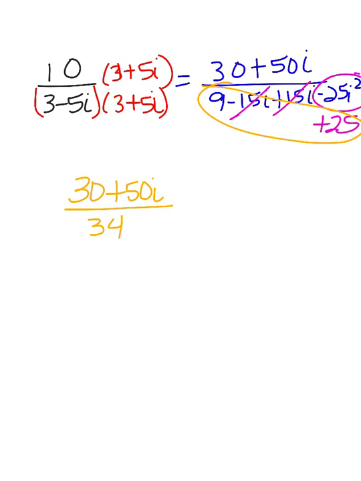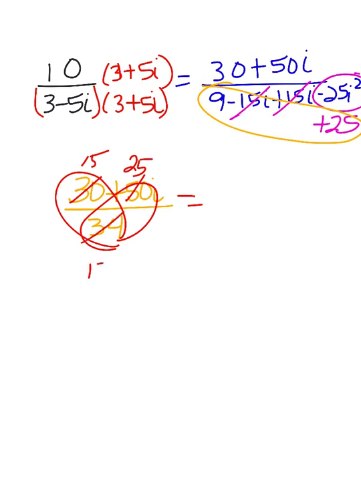Okay, so now I make a heart, see if I can reduce. Everything's divisible by 2. 2 goes into 30 15 times, into 50 25 times, and into 34 17 times. So it's 15 plus 25i over 17. Okay, so let's take a look at number 4.